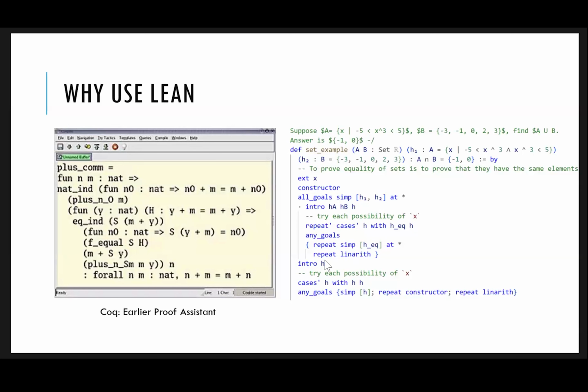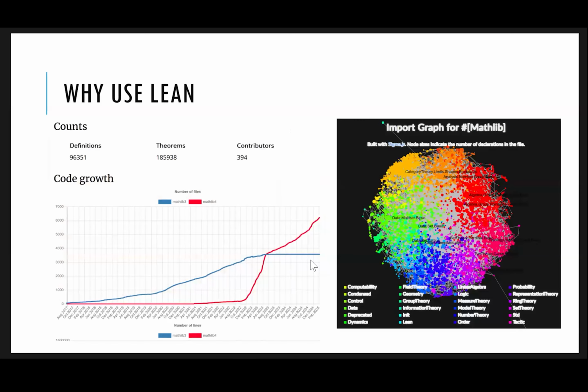So this is why we choose Lean. And the final reason why we choose Lean is that Lean currently has the largest math repository in the world. I remember that last time I gave a presentation, the number of theorems was only about 150,000, and in only about 3 months it has added about 30,000 theorems and about 20,000 definitions.